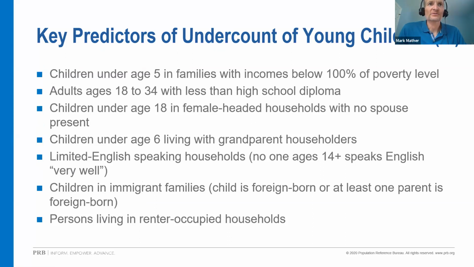These are the 7 variables that we came up with for identifying the variables that were most closely associated with young child undercount. So it's things like poverty rate, educational attainment, children living in female-headed households, children living in grandparent households, limited English-speaking households, children in immigrant families, and people living in renter-occupied households. These variables lined up pretty well with previous research showing that socioeconomic status and complex family structure and nativity status are associated with children being missed.